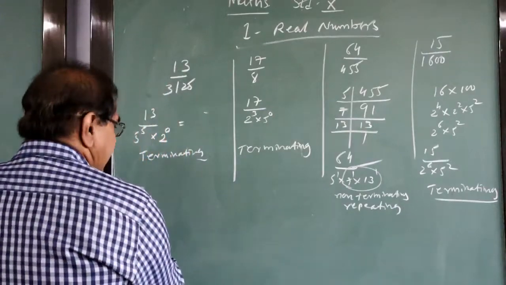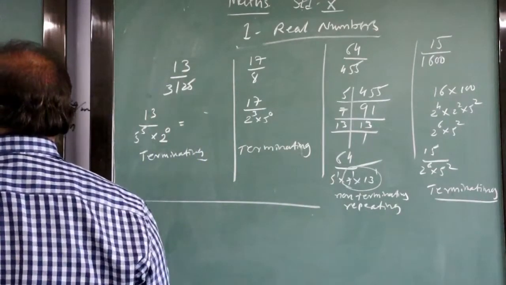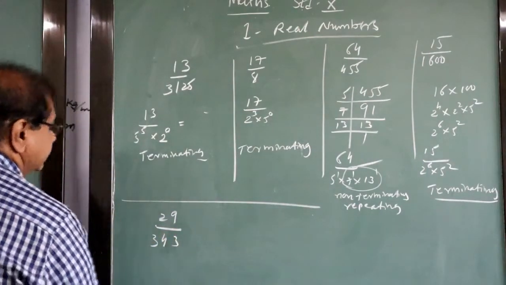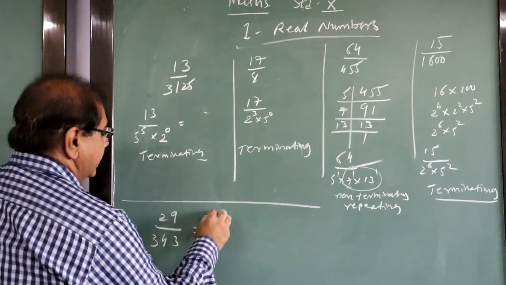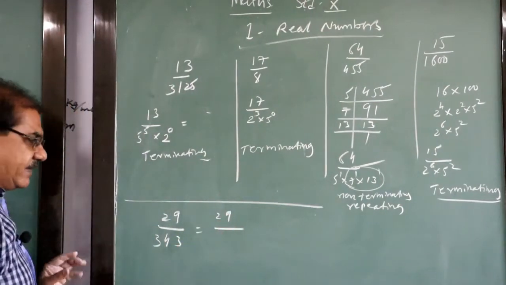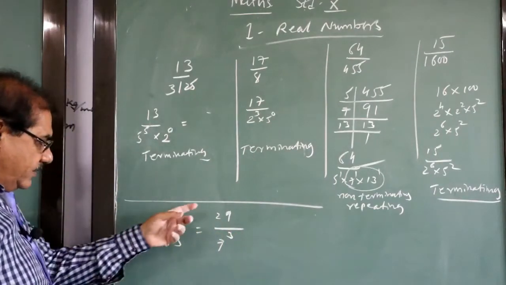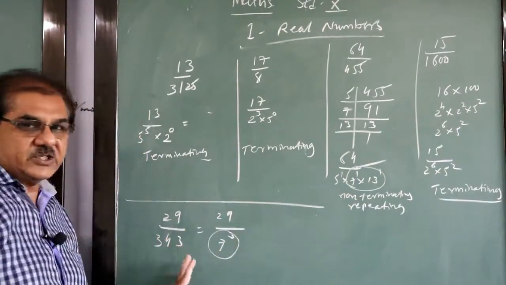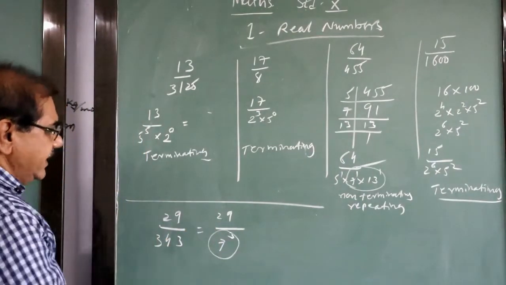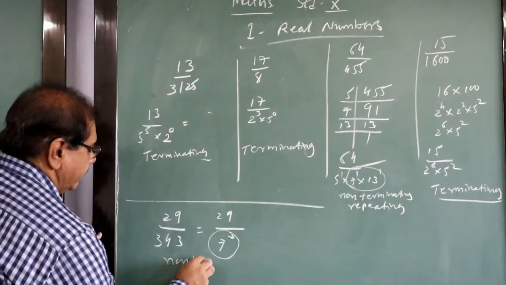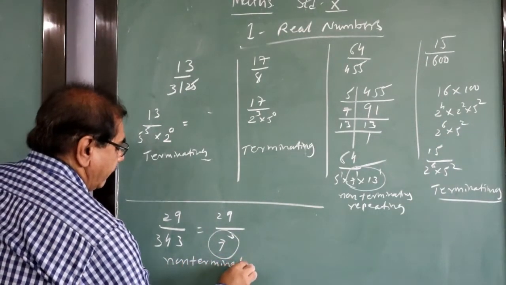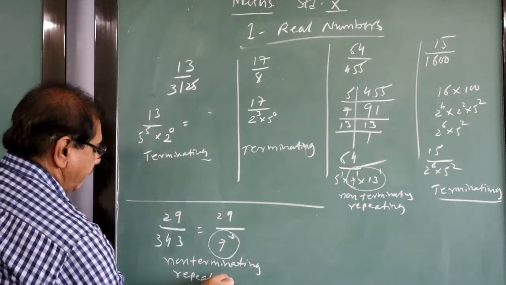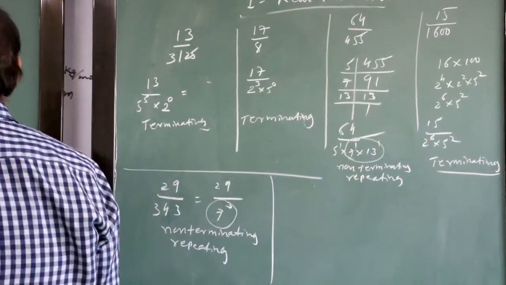We take one more. Suppose it is 29 upon 343. 29 is a prime number and 343 we know is 7 cube. So now it is p upon q form, and q does not have the form of 2 raised to n into 5 raised to m. So this will be non-terminating and repeating.